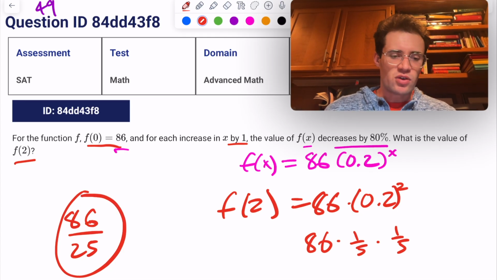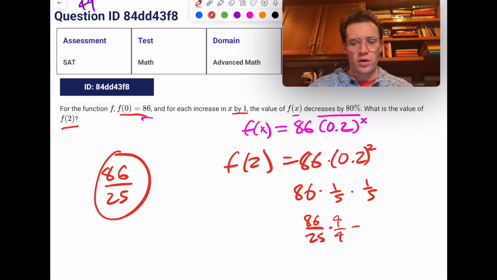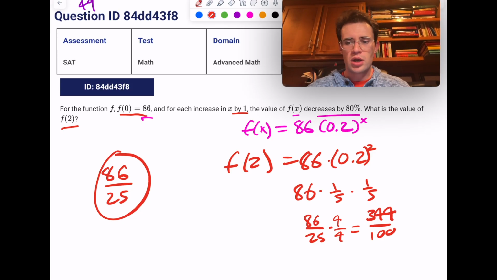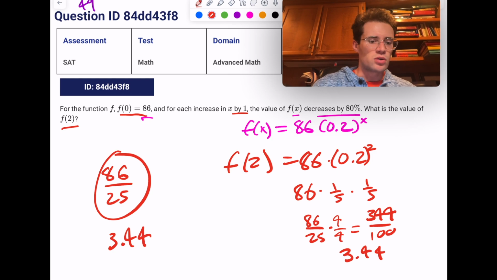Or if you want to make it into a decimal, you could get it into hundredths. So that'd be 86 over 25 times 4 over 4. Now again, don't do this if you have a calculator. It's a waste of time, unless you have a lot of time and you just want to entertain yourself. But that'd be 24 plus 320, so that'd be 344 over 100. So you'd write that as 3.44. Right? So 3.44 is a decimal.